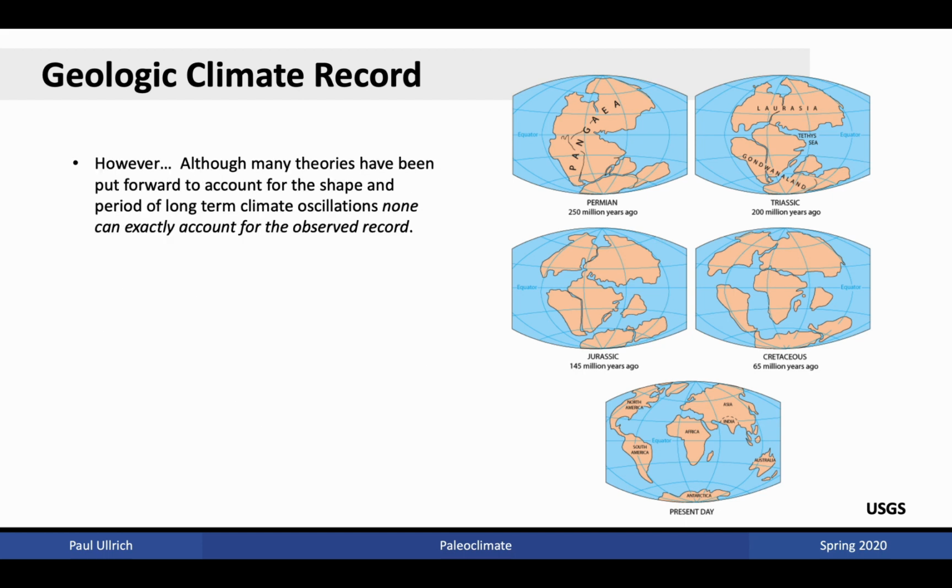However, it is worth noting that although many theories have been put forward to account for the shape and the period of these long-term climate oscillations, none yet exists that can exactly account for the observed record. And so research is ongoing to better understand our planet's history.